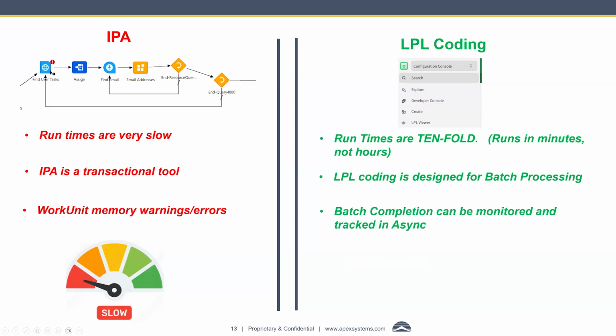When you run these jobs or actions, you can monitor them and see how much has been completed, and everything is tracked within async, not within a work unit or an IPA. So the difference is that an LPL coding methodology is extremely fast in terms of batch processing for data extracts.